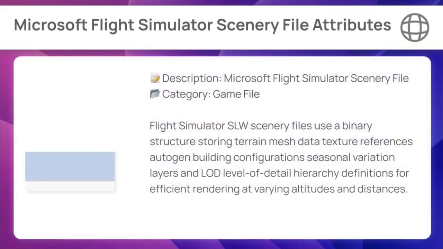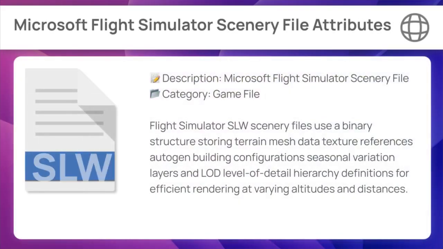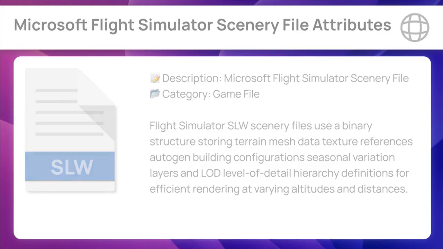Flight Simulator SLW scenery files use a binary structure storing terrain mesh data, texture references, autogen building configurations, seasonal variation layers, and LOD (level of detail) hierarchy definitions for efficient rendering at varying altitudes and distances.